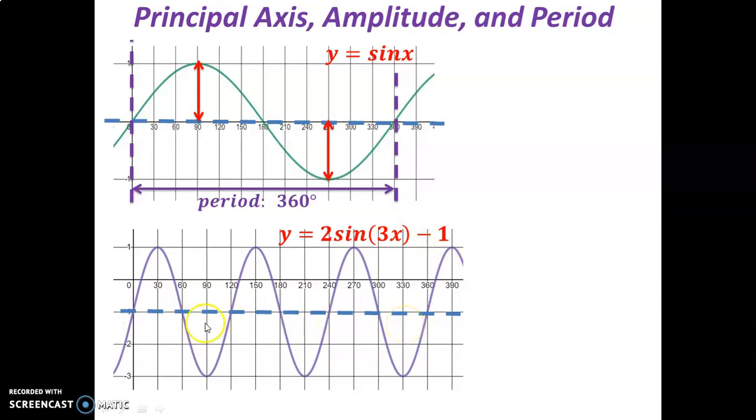Now that we know where the midline is, we can check this distance, and that's our amplitude. In this case, the amplitude is 2 units, and we can see the 2 in front here. So that number tells us the amplitude. And finally, the number 3 here tells us more. So let's take a look.